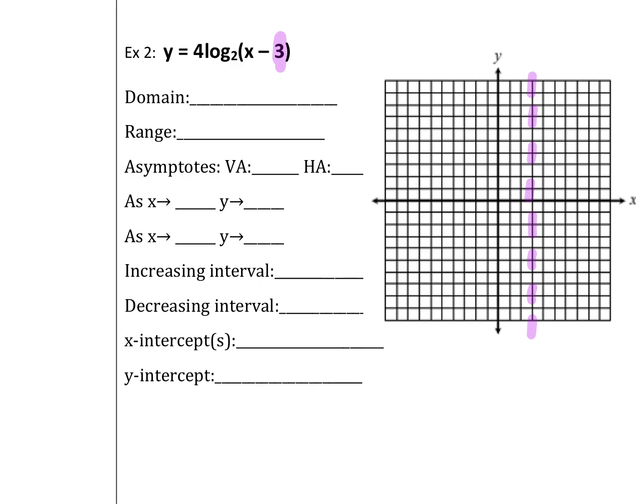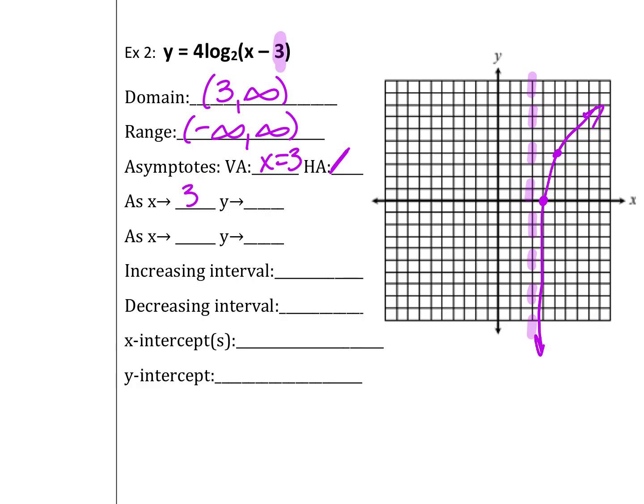What are some points on here? 4, 0. Give me another one. Say 5, 4. Okay. Beautiful. How do we feel about this? What's the domain? 3 infinity. What's the range? We just said that the asymptote was x equals 3 on vertical. The end behaviors.